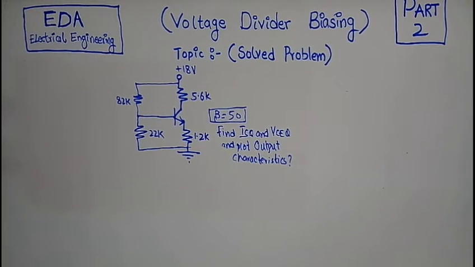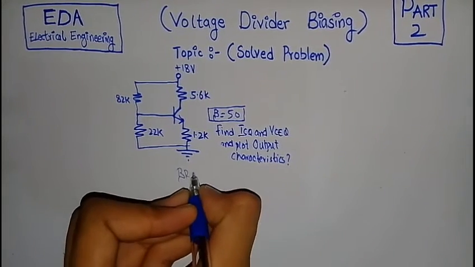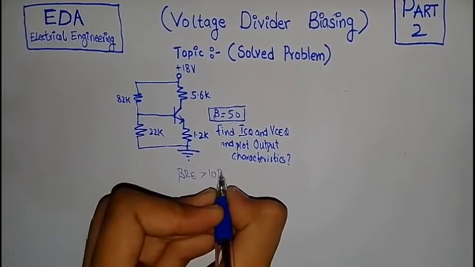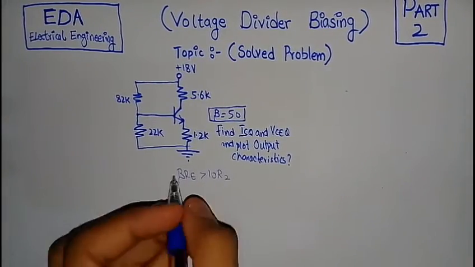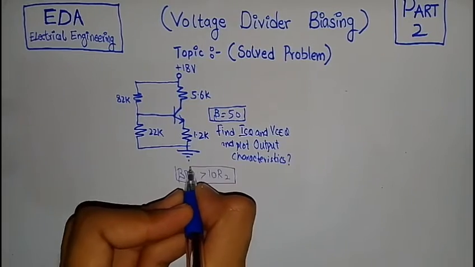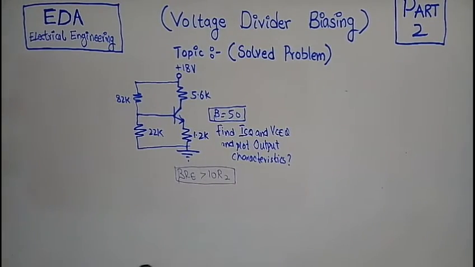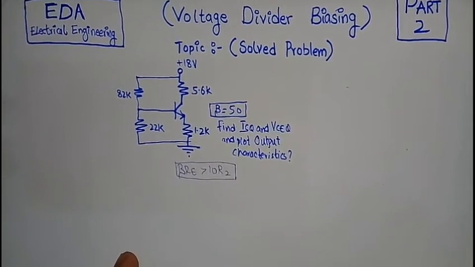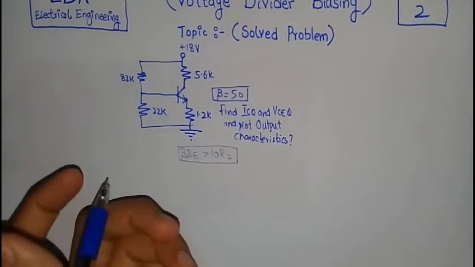So guys, in this video we will solve a problem based on voltage divider biasing. In our previous lecture we solved a problem based on voltage divider biasing using approximate analysis, because at that point the condition beta times Re is greater than 10 times R2 was satisfied. So guys, this will be part 2 of our voltage divider biasing series. Now we will solve this circuit.